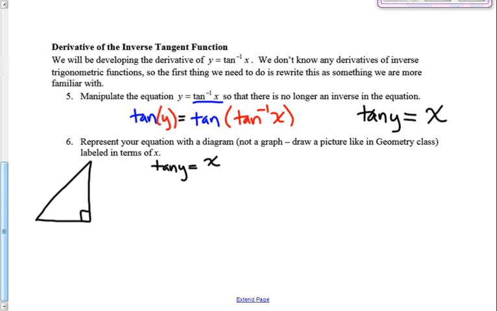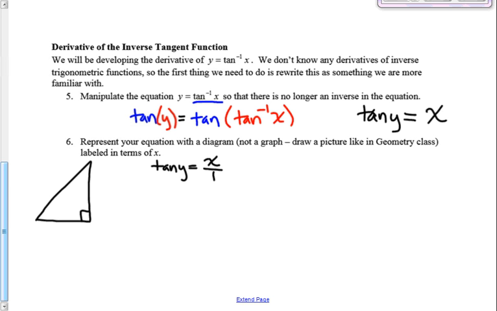Well, when I did right triangle trig in geometry, and when you did right triangle trig in geometry, tangent and sine and cosine were always fractions. Right now I don't have a fraction. I have tangent of y is equal to x. I need to make that a fraction. So x is the same as x over 1. So now I have a fraction.